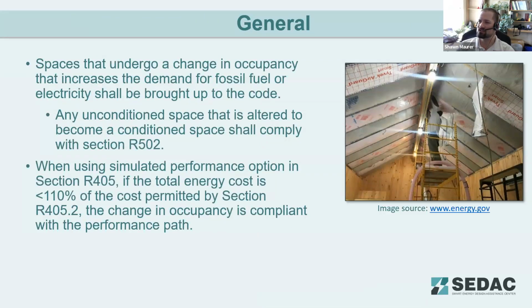In general, spaces that undergo a change in occupancy that increases demand for fossil fuel or electricity shall be brought up to code. So again, this is looking at if you're adding on to a building through changing unconditioned space into conditioned space, that's going to increase your demand for fuels or fossil fuels. That's going to trigger you to bring the building into compliance. So any unconditioned space that is altered, again, goes back to the R502 section, and it's restated here. When you're using the simulated performance path option for an existing building where you've converted unconditioned space to conditioned space, you've got that 10% buffer when you're using a building model.